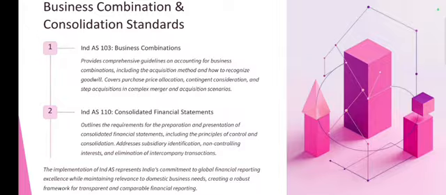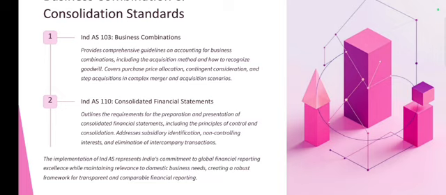So this Ind AS 110 outlines the requirements for the preparation and presentation of consolidated financial statements, which includes the principles of control and consolidation. This addresses the subsidiary identification, non controlling interest, and elimination of intercompany transactions. So basically, Ind AS 110 deals with the consolidated financial report of the group companies.